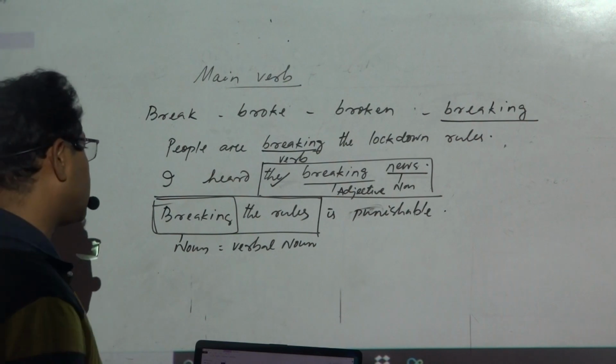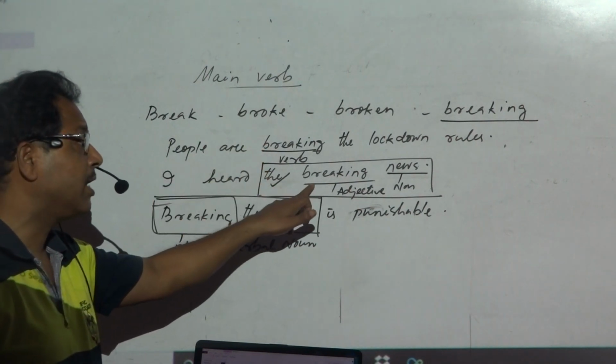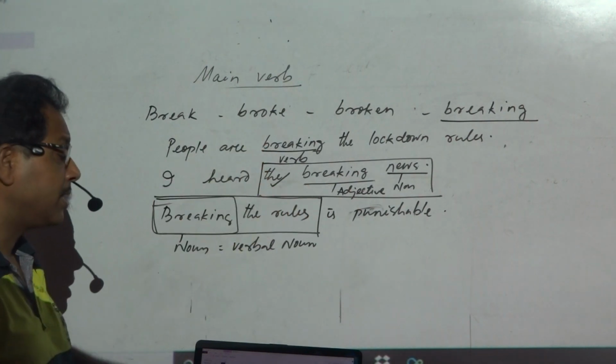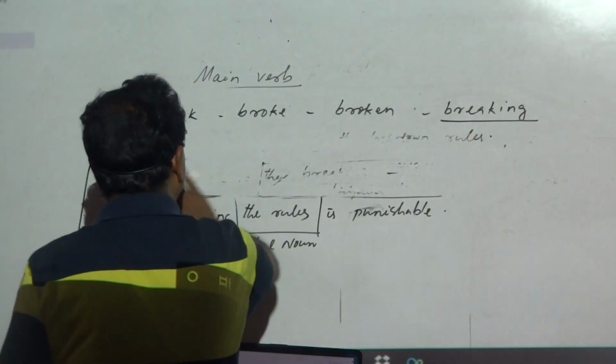Now, did you get the sense? That in this sentence, breaking is a verb. In this sentence, breaking is an adjective. In this sentence, breaking is what? Breaking is a noun. Let me give you another example.